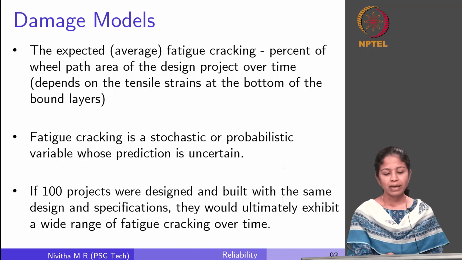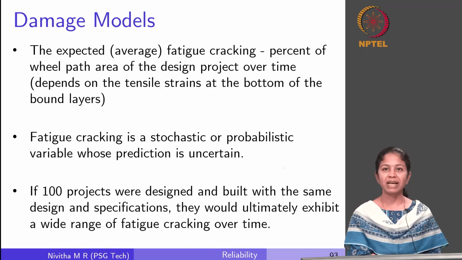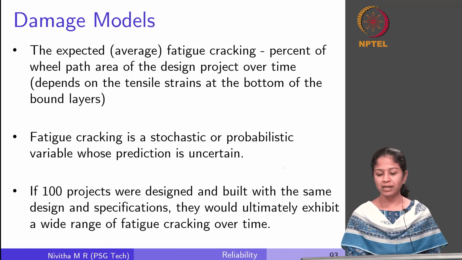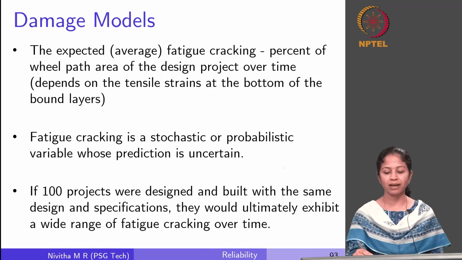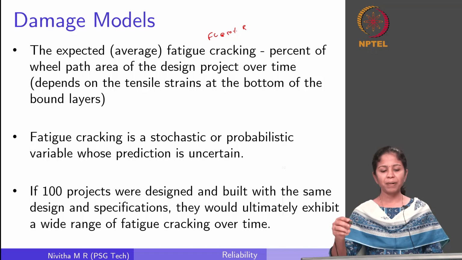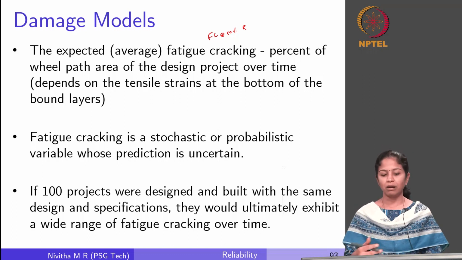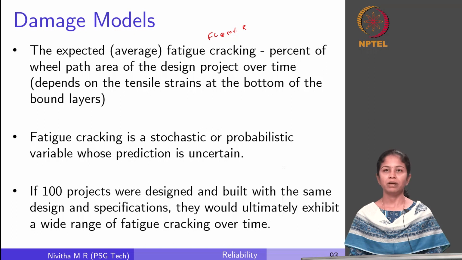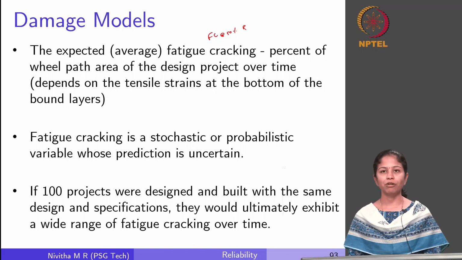So the expected, which is nothing but the average fatigue cracking, is nothing but the percentage of wheel path area of the design project over time, right. So when we say the average fatigue cracking or fatigue cracking at 50% reliability, it is the percentage of wheel path area of the design project over time, which depends on the critical strain at the bottom of the asphalt layer. So fatigue cracking is a stochastic or probabilistic variable, and the prediction is uncertain, right. We do not know exactly what the fatigue cracking is going to be.